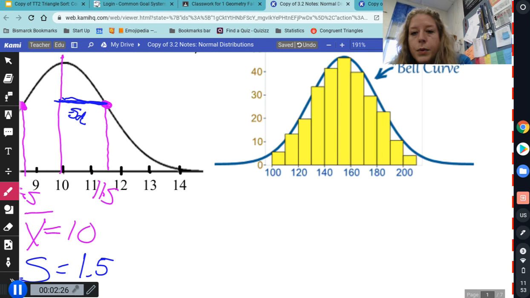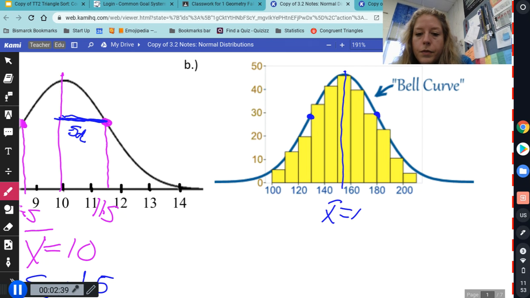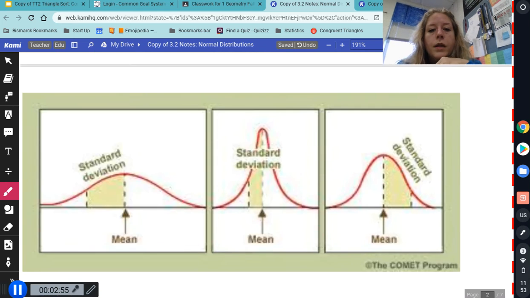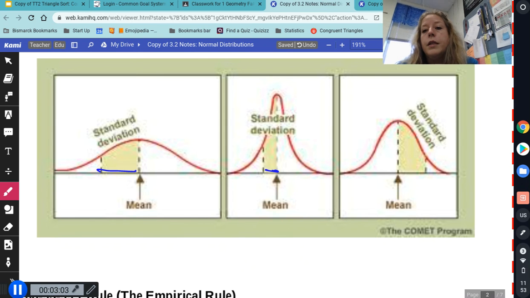All right, let's look at the inflection points over here. And also our mean. So I've got a mean of about 155, and I've got the inflection points at 180 and 130. So that gives me a standard deviation of about 25 units from 155 to 180. Okay, here are 3 examples of what happens with different standard deviations. Notice the longer one is a flatter curve, and the smaller one is a much steeper curve.